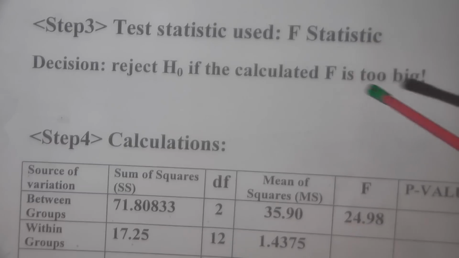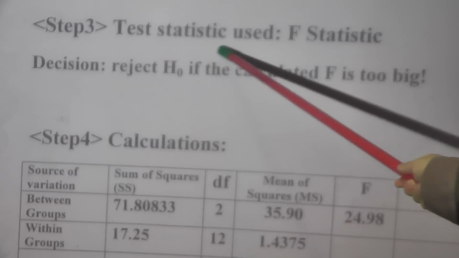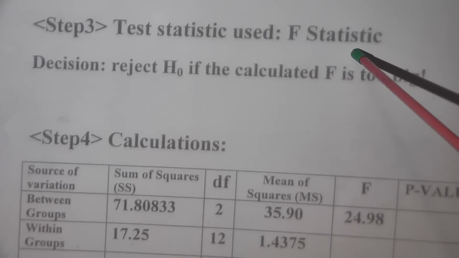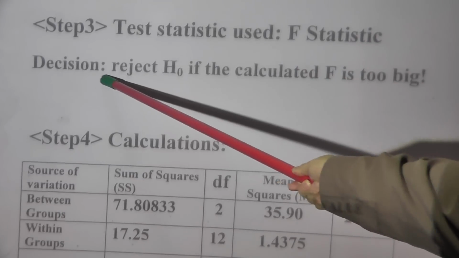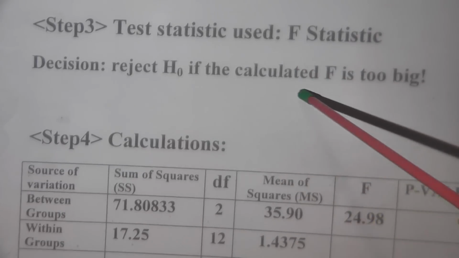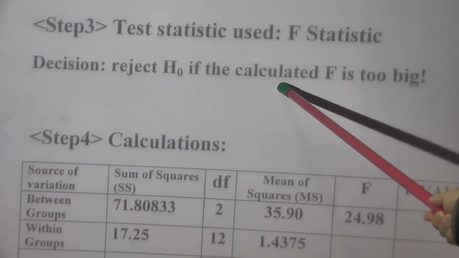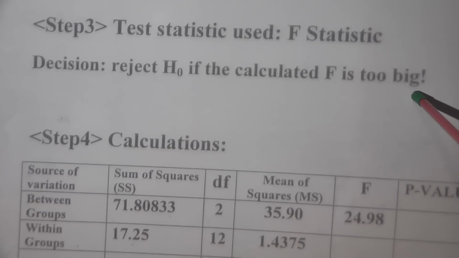And step 3, test statistic used. We use F statistic. And our decision is reject H0 if the observed F or the calculated F value is too big. As I mentioned in earlier discussion, F is equal to MSG over MSE.